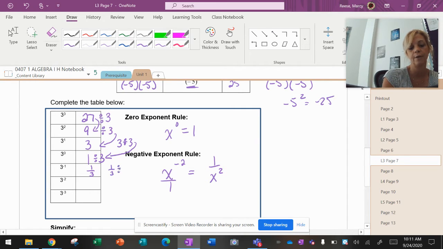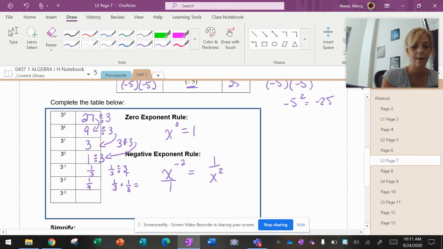1/3 divided by 3. Think of the math here. So when I do this, I got 1/3. When you do a fraction divided by a number, or a fraction divided by a fraction, you've heard keep, switch, flip. Keep the first one, switch the division to multiplication, and then you flip this, and I've got 1/9.